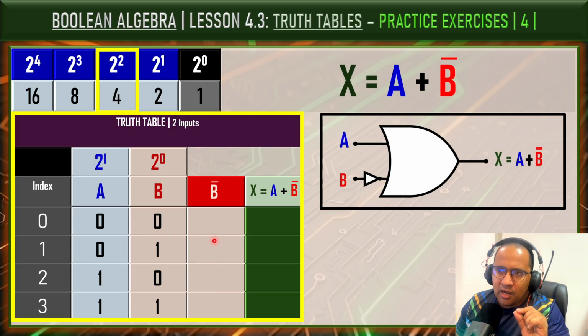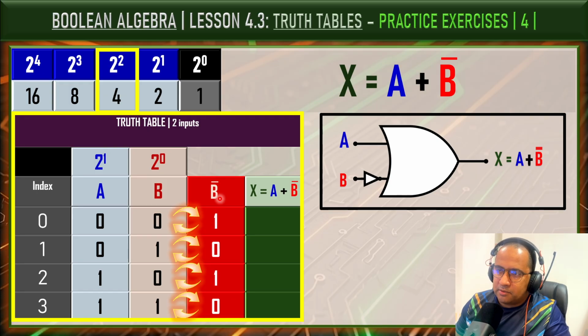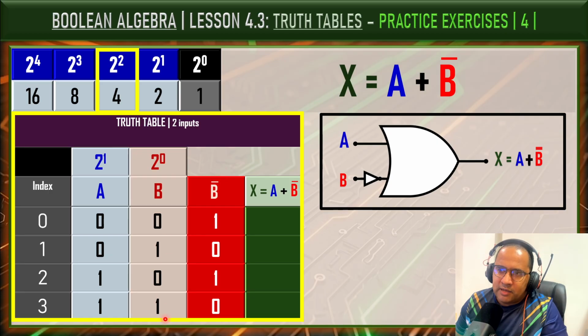Remember that a NOT operation simply inverts the logic level present at the input. Whenever B is equal to 0, B complement becomes 1. And whenever B is equal to 1, B complement becomes 0. In other words, we must invert each logic level of the column B. Applying this rule to each row, we obtain the values shown in the B complement column.